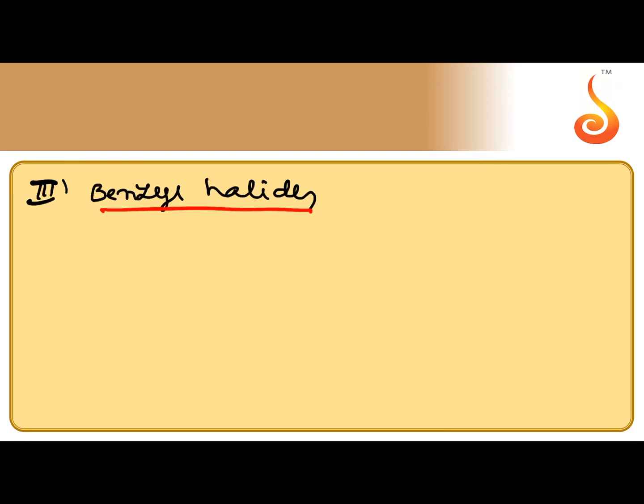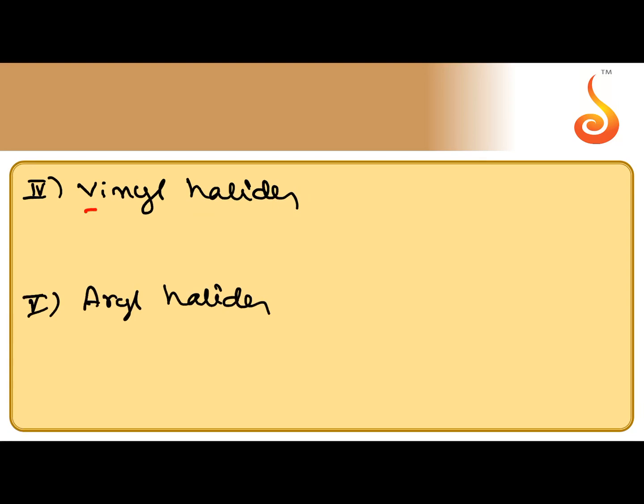Next, benzyl halides. Halogen atom is attached to benzylic carbon. Benzylic carbon is nothing but an sp3 carbon which is directly attached to a benzene ring. That is benzylic carbon. To this benzylic carbon, halogen is attached. This carbon may be 1 degree, may be 2 degree, may be 3 degree. So, again benzyl halides are divided into 1 degree benzyl halides, 2 degree benzyl halides and 3 degree benzyl halides.